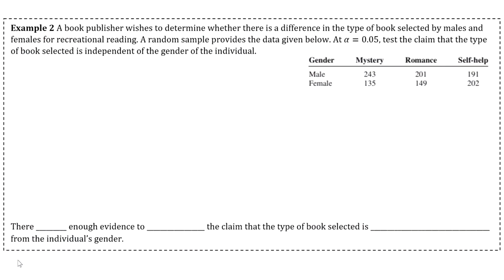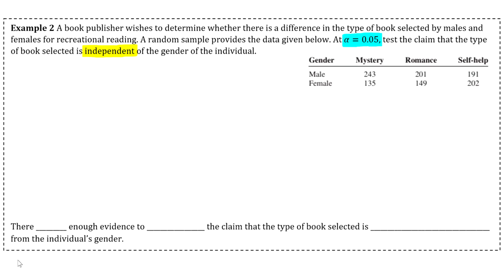So we'll do one more example, and I'll have you guys finish this one out so you'll figure out what the p-value is, but I'll help you out with starting it out. Example 2 says, a book publisher wishes to determine whether there is a difference in the type of books selected by males and females for recreational reading. A random sample provides the data given below. Alpha is 0.05. Test the claim that the type of book selected is independent of the gender of the individual.